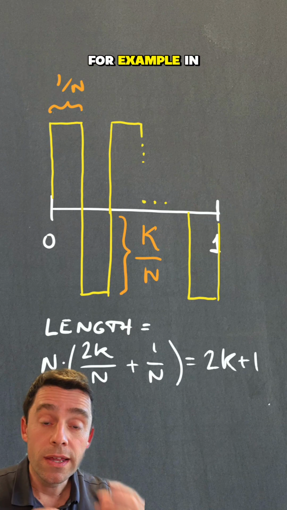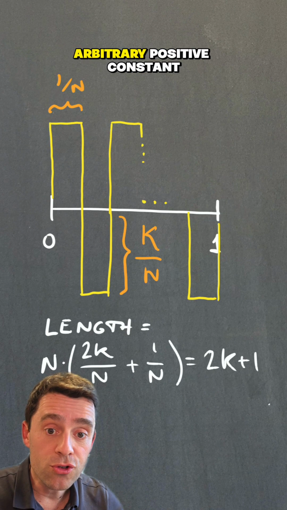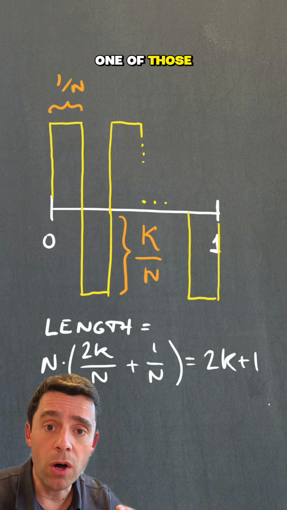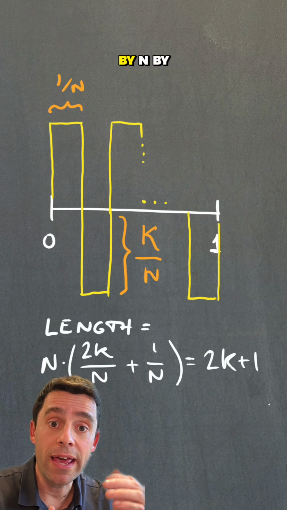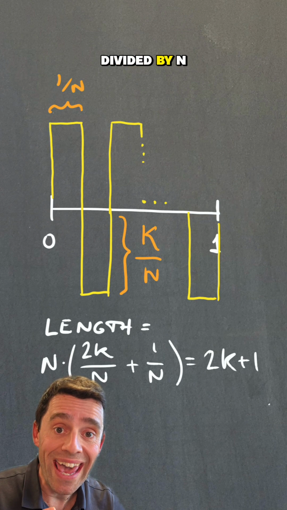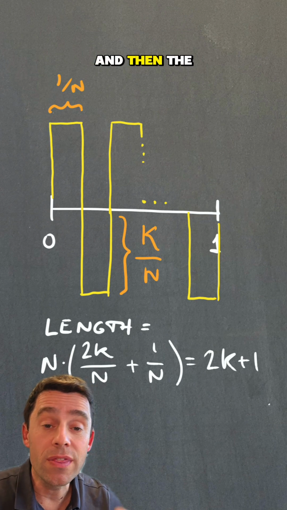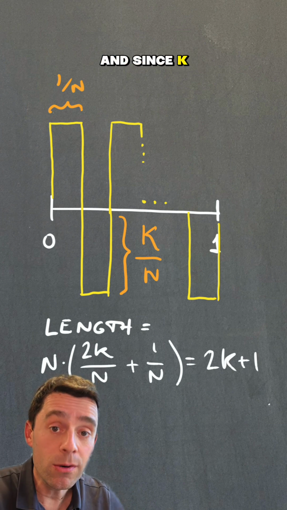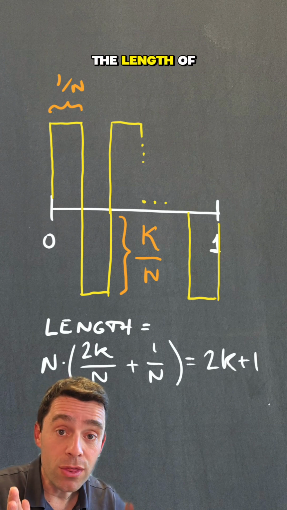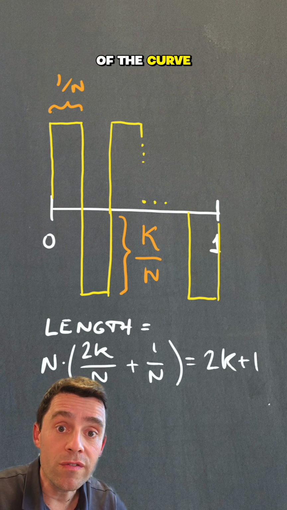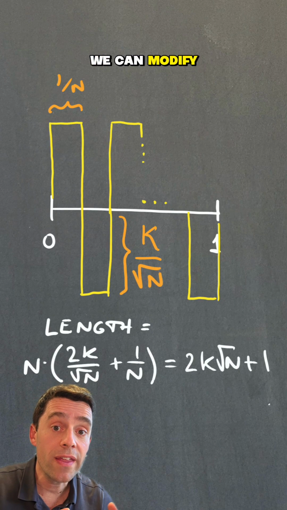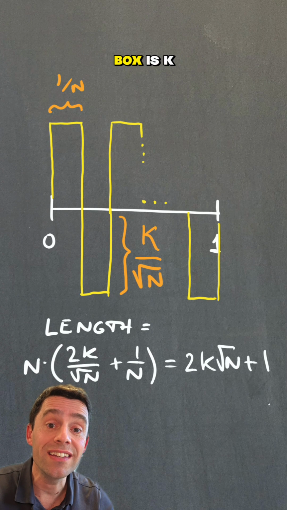For example, in this case, I'm fixing an arbitrary positive constant k so that the dimensions of each one of those boxes is k divided by n by 1 divided by n. And then the total length of the curve will be 2k plus 1. And since k was arbitrary, the length of the interval is 1, but the length of the curve can be arbitrary and arbitrarily large.